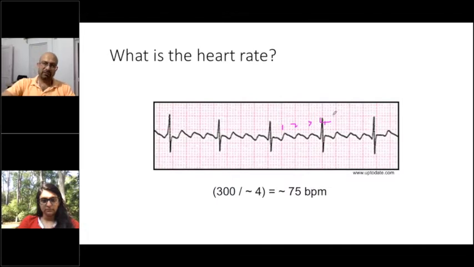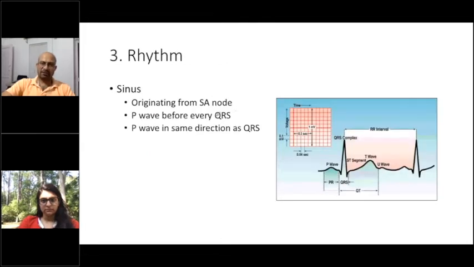But you need to remember and see very carefully that the rhythm of the QRS complexes should be regular to apply this formula. If the rhythm is not regular, then you can't apply this formula. To look at the rhythm is called sinus. If it is originating from the SA node, you should have a P wave before every QRS complex. So every QRS complex should be preceded by a P wave, and the P wave should be in the same direction of positivity as the QRS complex. If all these three criteria are satisfied, you say that you have a sinus rhythm.